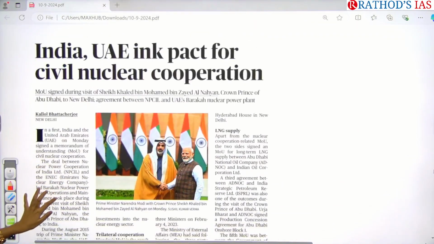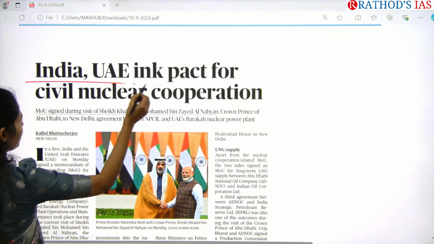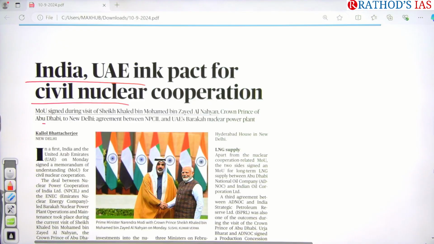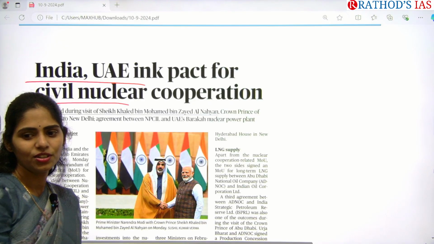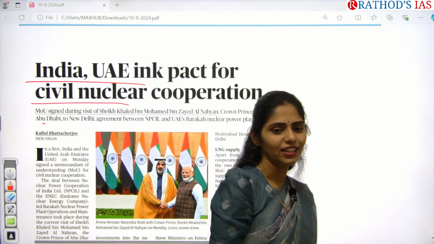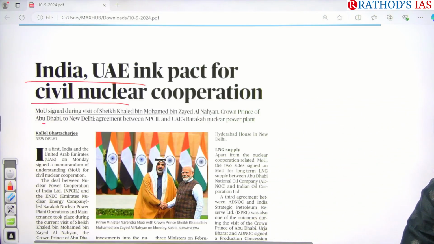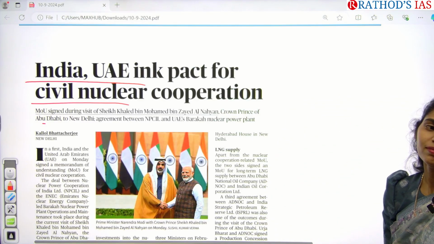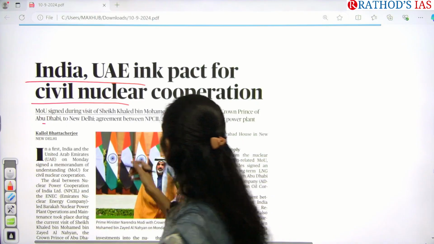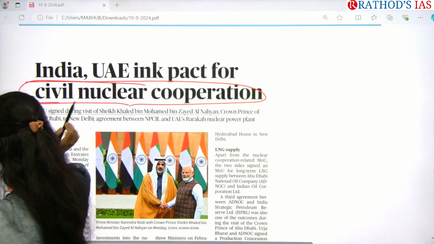See one more article: India, UAE ink pact for civil nuclear cooperation. Yesterday itself I said, whenever a king visits India, he will not go back empty-handed. He will be making some agreements. So they made agreements in civil nuclear cooperation.